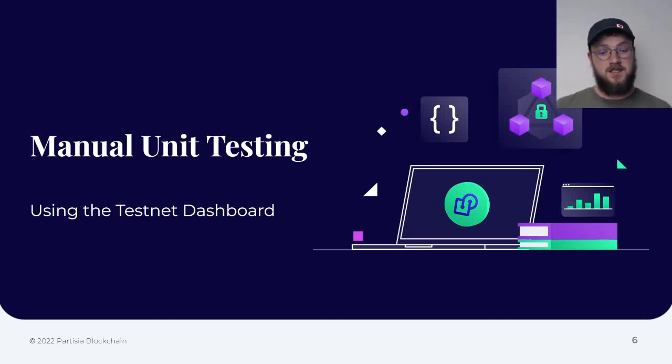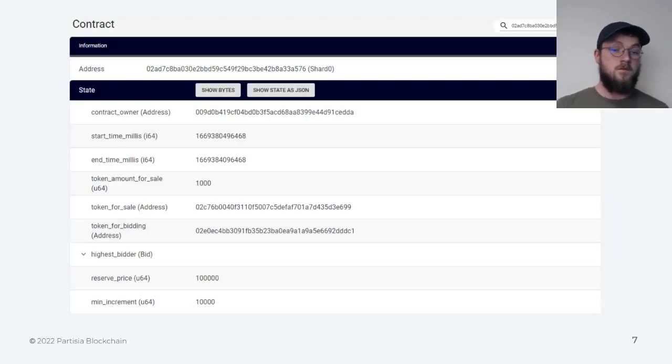So one of the ways of doing this right now for Partisia is doing it through manual unit testing, and we can do this using the testnet dashboard. We deploy an auction contract where we have some owner, and we have the start time and the end time of the auction. We have how much we are selling, and then what is the token contract state that we're selling it for, and currently who is the highest bidder. Since we have just started it, nobody is the highest bidder.